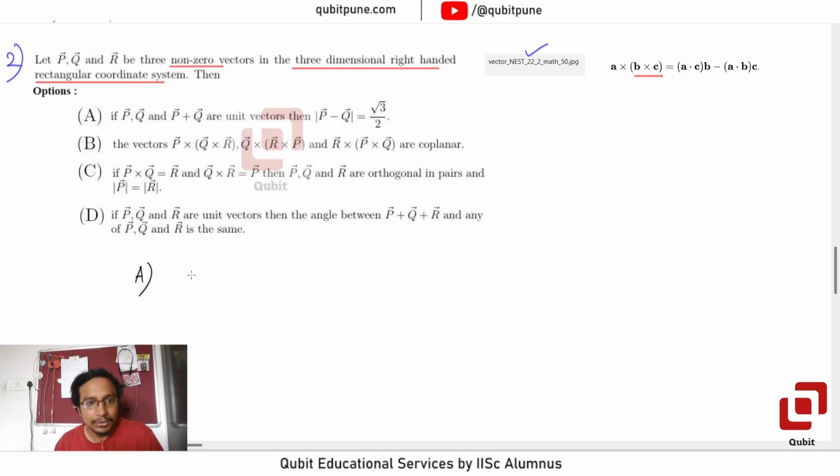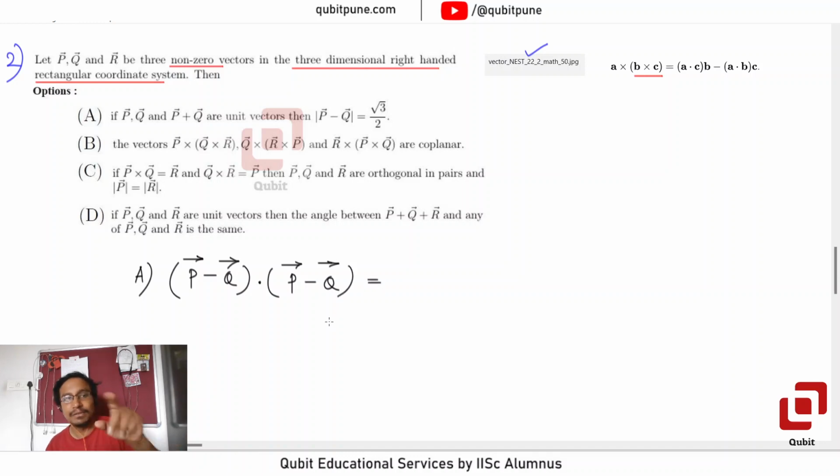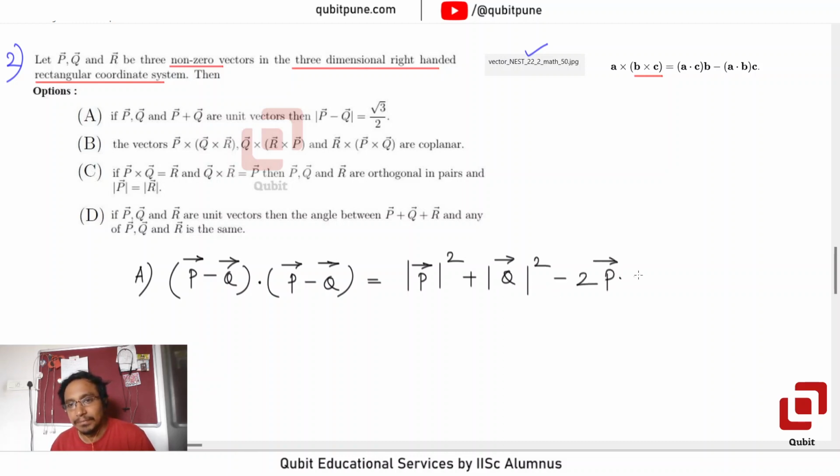So what is magnitude of p bar minus q bar? Let us take the dot product of this with itself. So this will give us the square of the magnitude. This will be magnitude of p bar squared plus magnitude of q bar squared minus 2 p bar dot q bar. Is that clear? 1 plus 1 is 2. It is said they are unit vectors, so we can take 2 here. So it will be 2 minus 2 times p bar dot q bar.